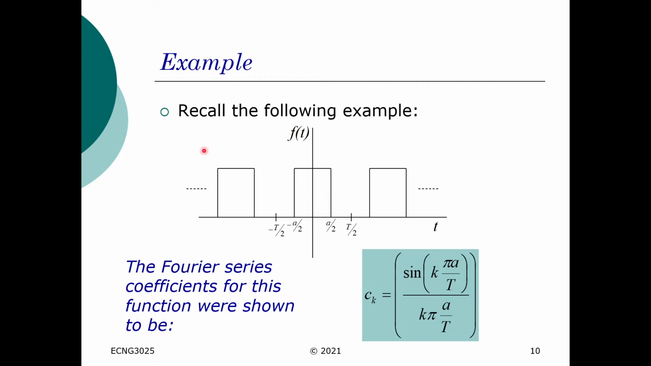So let's recall the example, which is a very common case where we have our nice square wave here. If you perform the Ck analysis of this, being the Fourier series coefficient, we'll get this sine equation here, which is going to be sine(k pi a on T) divided by k pi a on T, which is basically what we see here in the brackets.